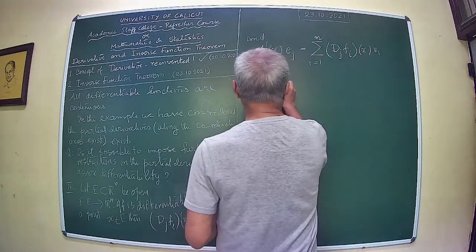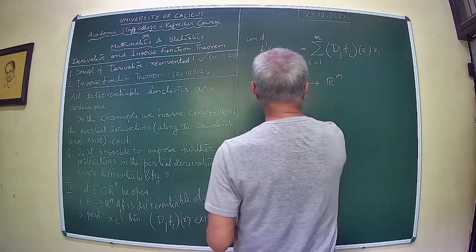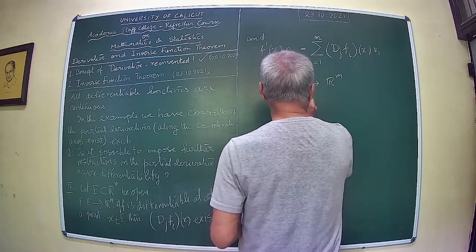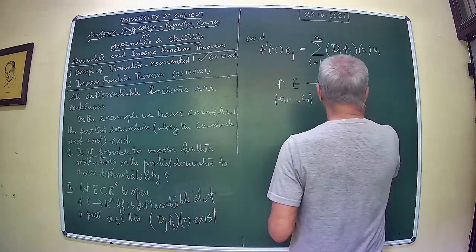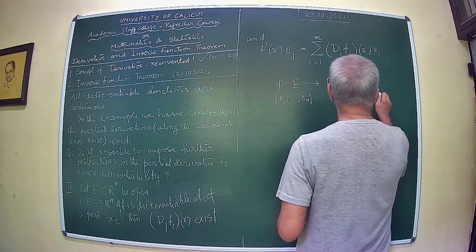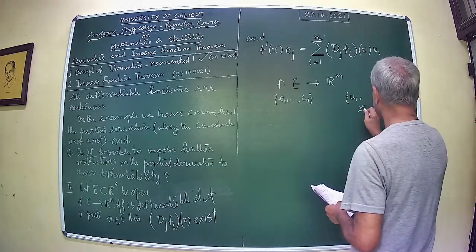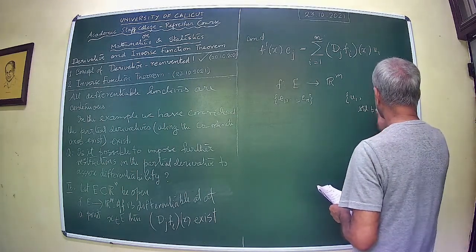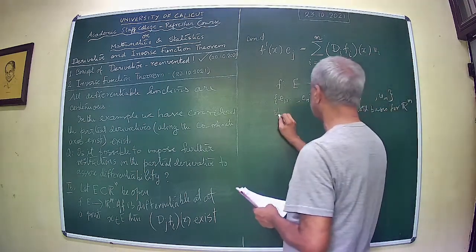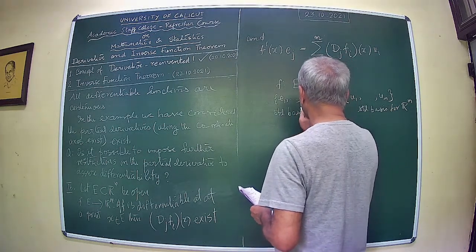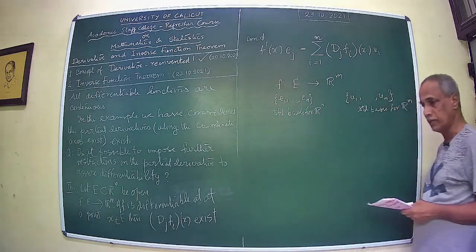Okay, f is a map from E to R^m. We are taking e_1, e_2, etc., e_n as a standard basis for R^n, where E is contained in R^n. And u_1, u_2, etc., u_m is a standard basis for R^m.